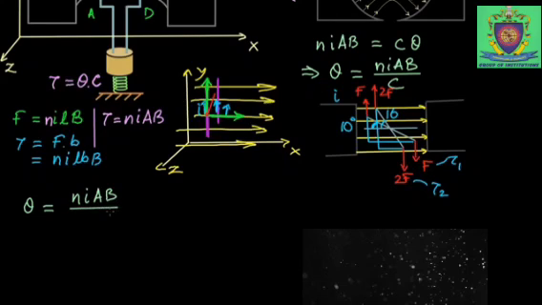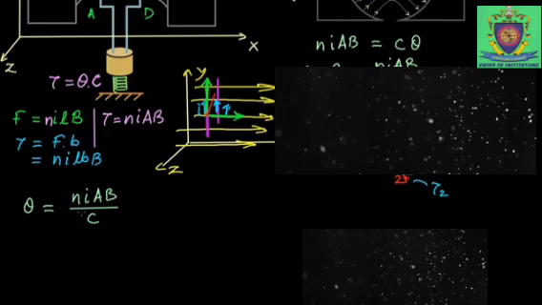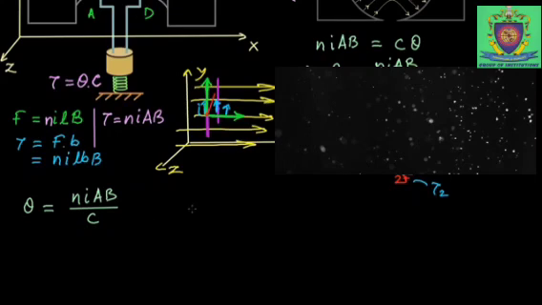This is what we have studied. Please make a note of it and take running notes. Now let me write the expression. Finally the expression will be theta equals NIAB divided by C. Now we will study another important thing, that is current sensitivity. Let us study now about the current sensitivity.